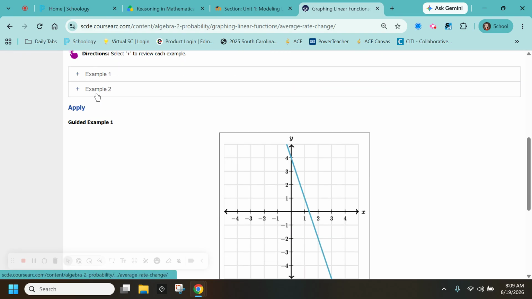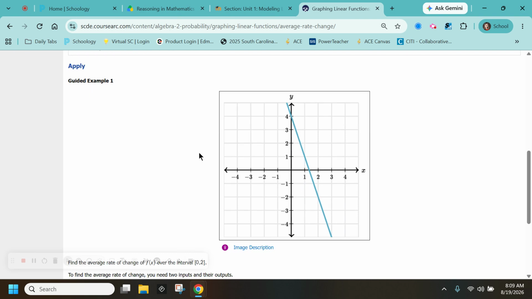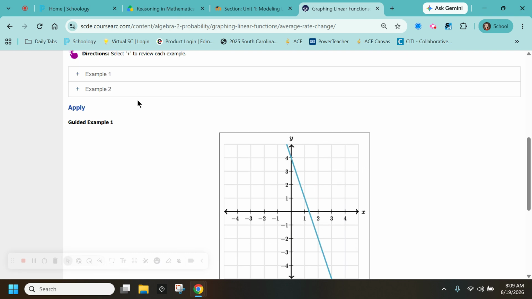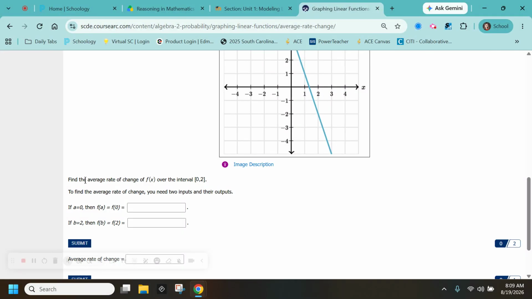There are a few examples here. If you do not understand it after we go through the guided examples, please make sure that you click through these examples and read them. So finding the average rate of change of f of x over the interval 0 to 2. To find the average rate of change, you need the two inputs and their outputs.